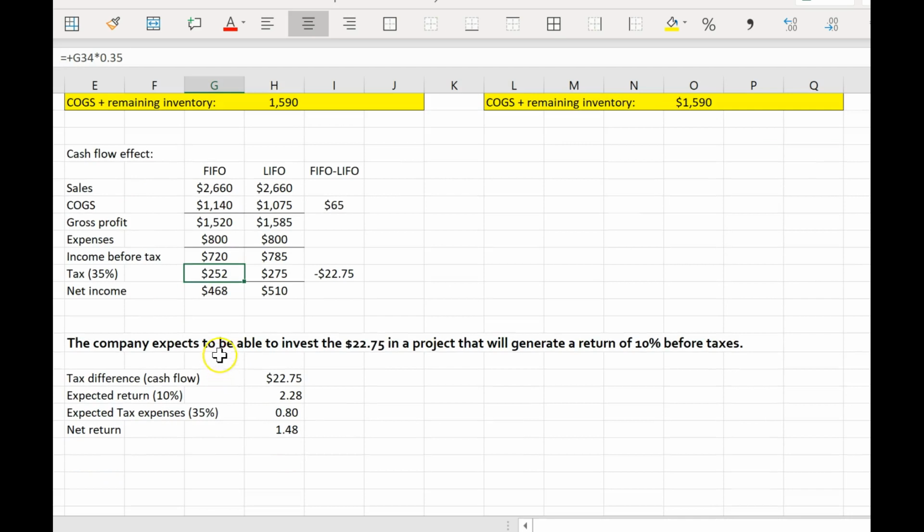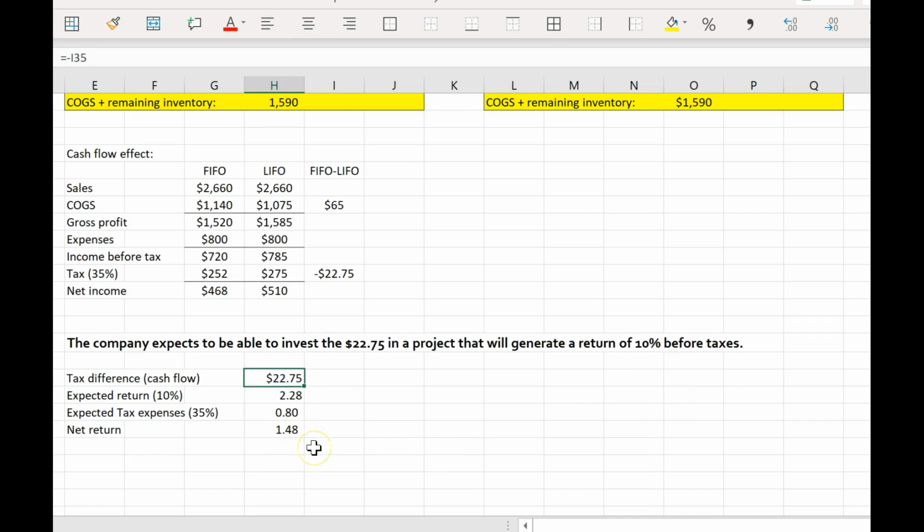So now we can see the difference between these two is $22.75. This is real cash because we pay the IRS in cash. So this is the real cash that the company pays. The company pays a smaller amount of cash if it uses FIFO in this period. Now, if the company uses FIFO, it pays less taxes, and the company, for example, could invest the difference of this payment in a project that will generate a return of 10% before taxes.